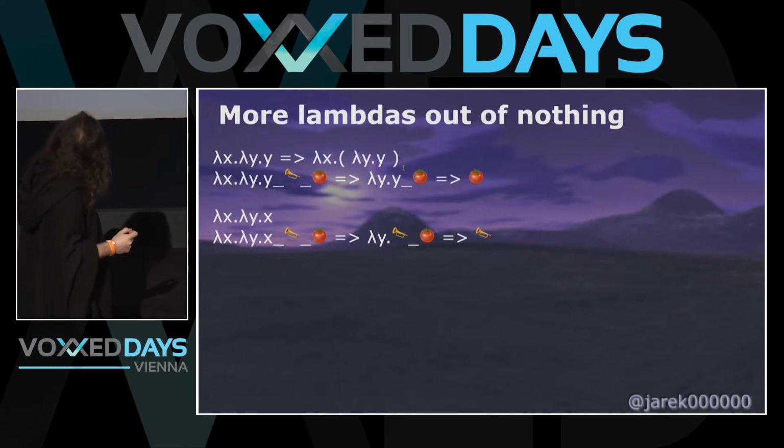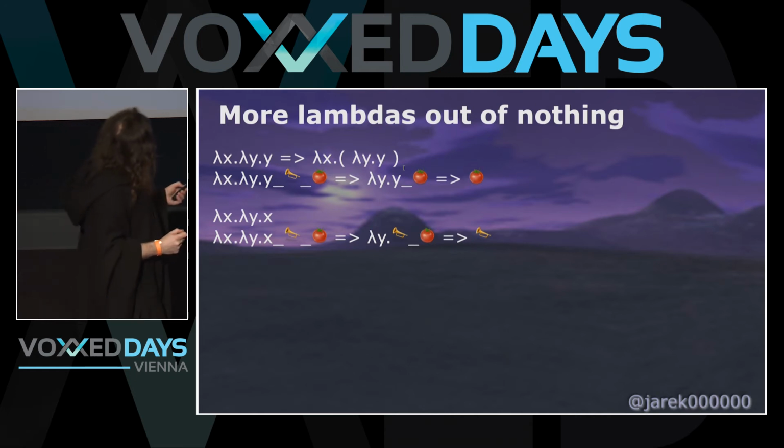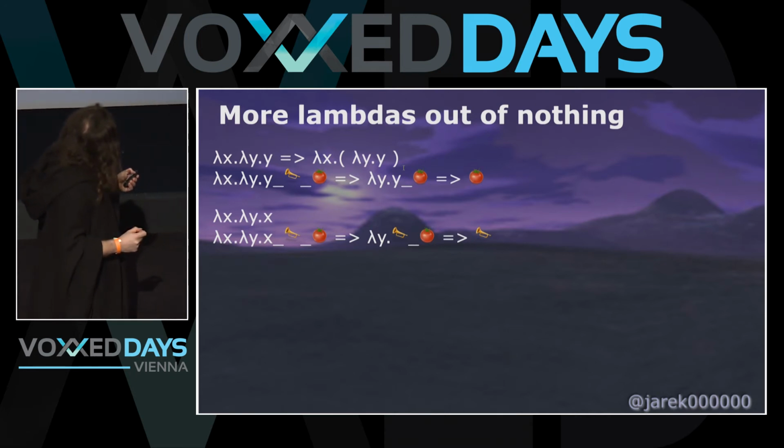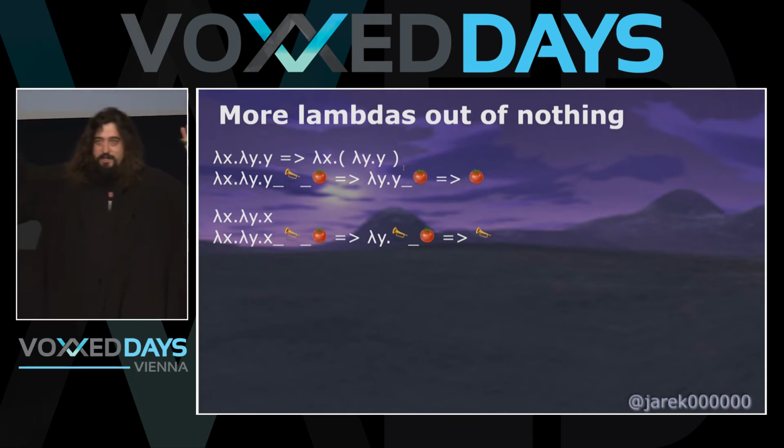So if we apply it to trumpet and tomato, applying it to trumpet means in place of x, we'll write a trumpet. So after the first step, we'll have this, but in place of x will be trumpet. So it will be the lambda from y, returning trumpet. And then still the application of tomato. And as you see, this gives us at the end trumpet. So we have two different lambdas.